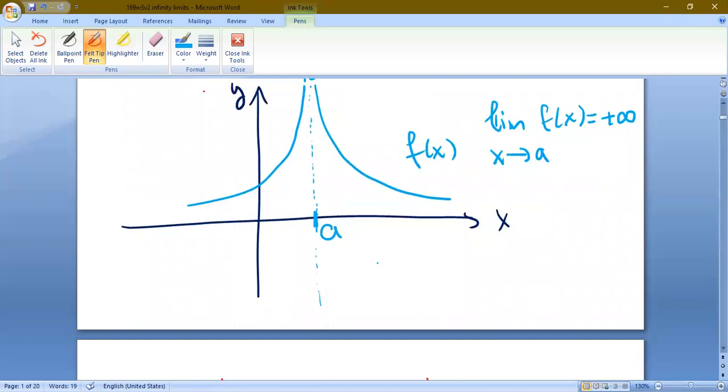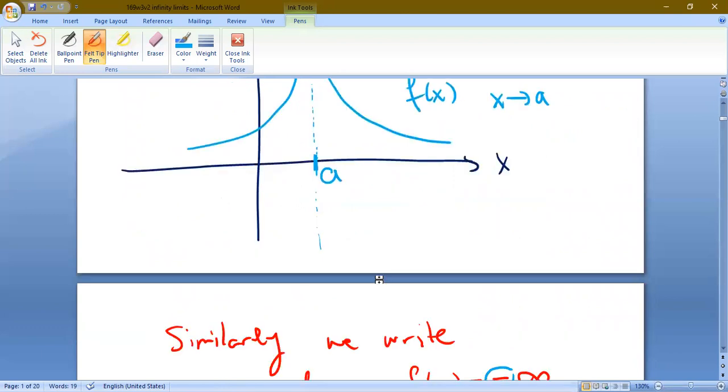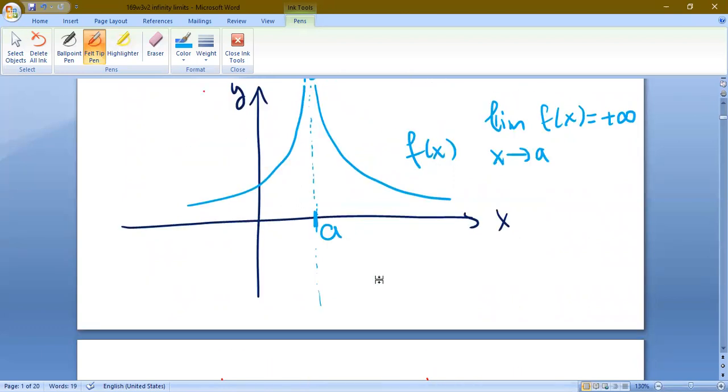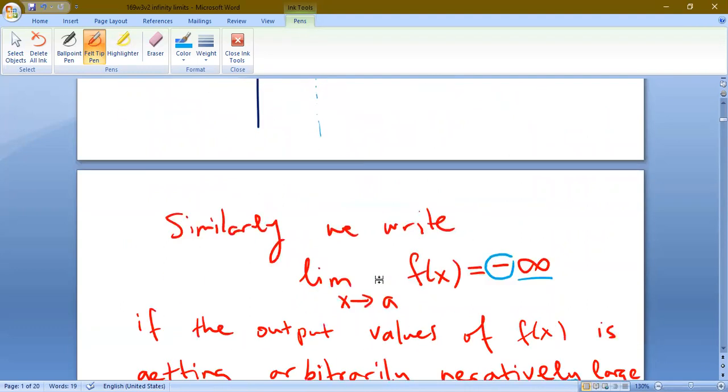So positive infinity or negative infinity is not a number. It's just a phenomenon saying that some quantity is getting arbitrarily large, positively or negatively. Of course, it can depend on the sign, but there is no finite number. It's just getting bigger and bigger, either positively or negatively.